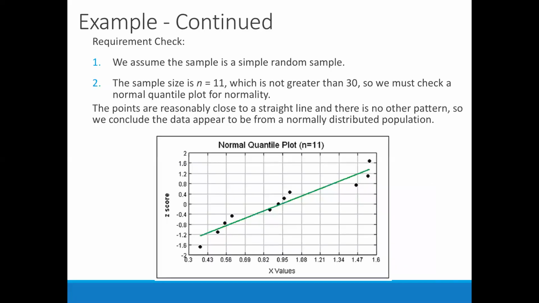Some of the requirements you should check before you do your hypothesis testing: you want to make sure it came from a simple random sample, and that the sample came from a normally distributed population, or that the sample size is greater than 30. In this case, the sample size is very small, only 11, so we should do a normal quantile plot, because that way we can see whether it came from a normally distributed population.